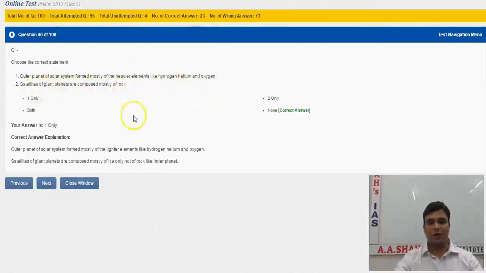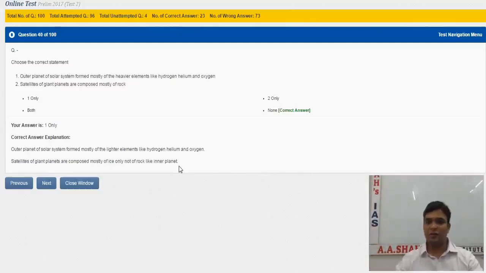Now this is something you need to know. You can't really use your power of derivation or method of elimination here. You need to know that the satellites of giant planets are composed mostly of ice, mostly of ice only, not of rock like inner planets. Inner planets के rock होते हैं और जो outer planets हैं उनके ice से बने रहेंगे satellites. एक basic चीज है अगर आप सोचेंगे तो, the closer you are to the sun, the lesser are the chances for having ice. The farther you move away from the sun, the higher are the chances for having ice as an inherent component of your planet, right?